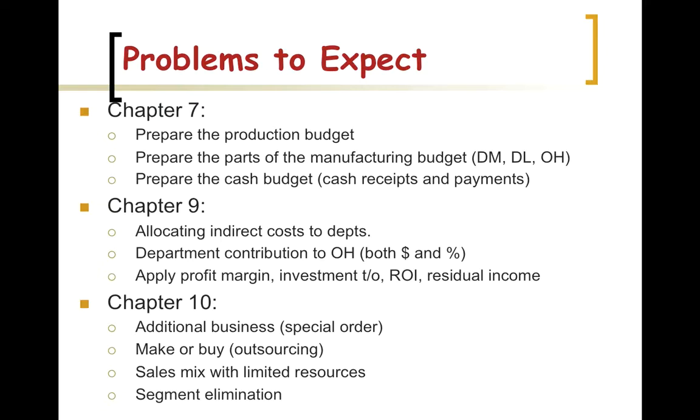So these are the problems you should expect. As I said, 3 to 4 problems for every chapter. In chapter 7, we talked about the master budget. I will not ask you to complete the entire master budget because it's very time consuming. I will only ask you to complete the production budget in units, and then I will ask you to complete the 3 parts of the manufacturing budget in dollars. You will complete the direct materials budget, direct labor, and the overhead budget. And then I will ask you to complete a cash budget, both cash receipts and cash payments.